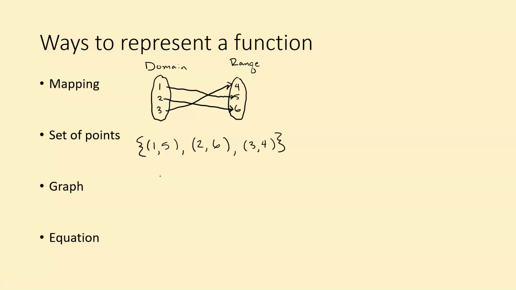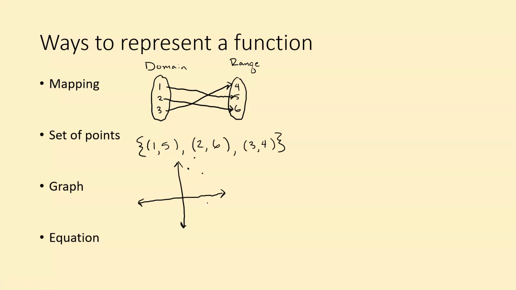And then a graph. If we do the same thing, let's do the same relation again. To graph this, 1, 5 would be somewhere up here, then 2, 6, and then 3, 4. It looks something like this. This is a very rough graph and I didn't put any units in there, but I think we're pretty familiar with what graphs look like.